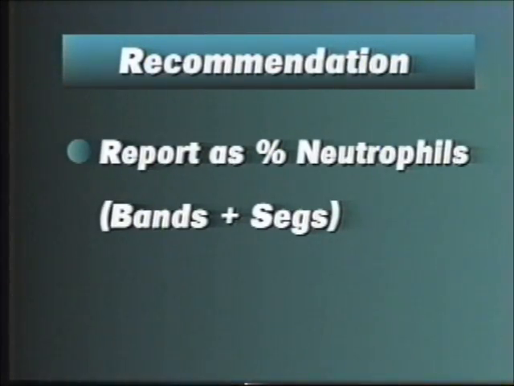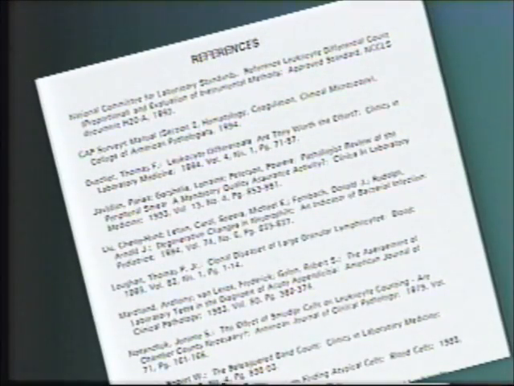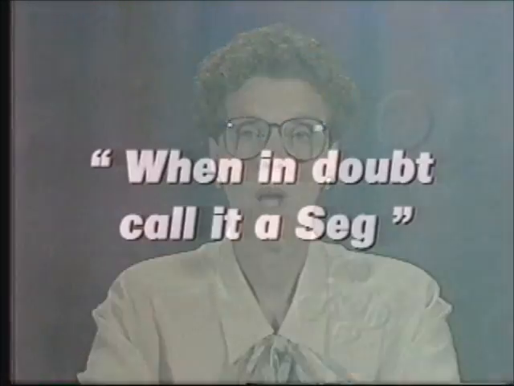Our recommendation is to group bands and segs together and report them out as neutrophils. There are some well-known laboratories that have been doing this for several years. We have included in the bibliography of the documentation some articles that clearly address this issue. If, however, you are unable to abolish the band-seg differentiation, we are recommending adopting the "when in doubt, call it a seg" criteria. Once your laboratory establishes a criteria, do not change it. Stay consistent.